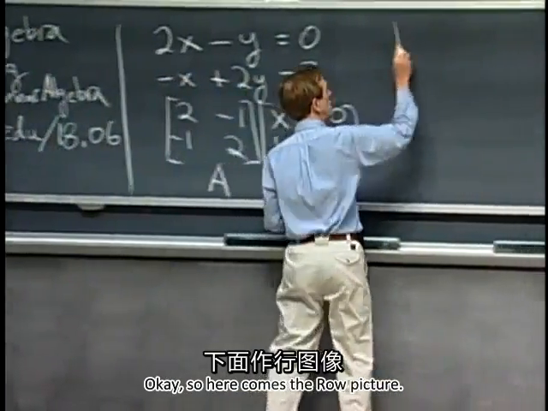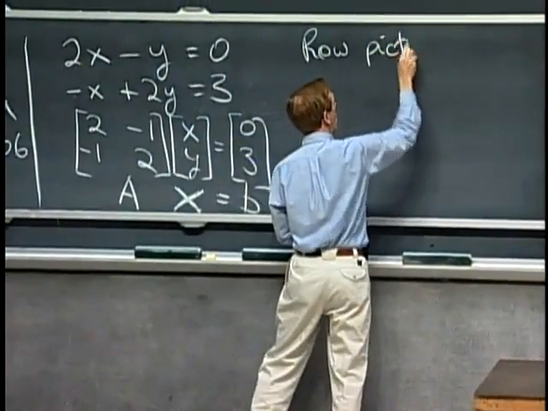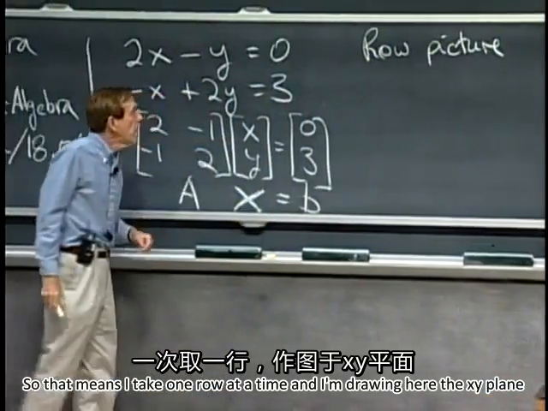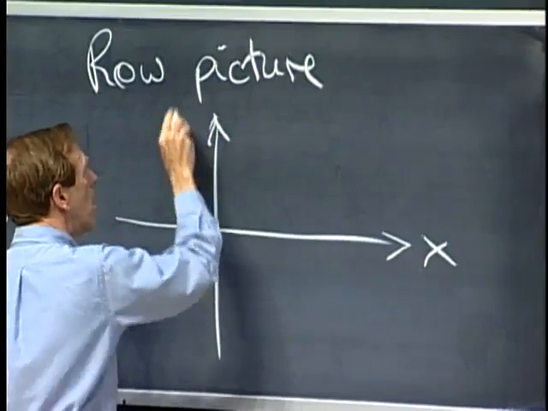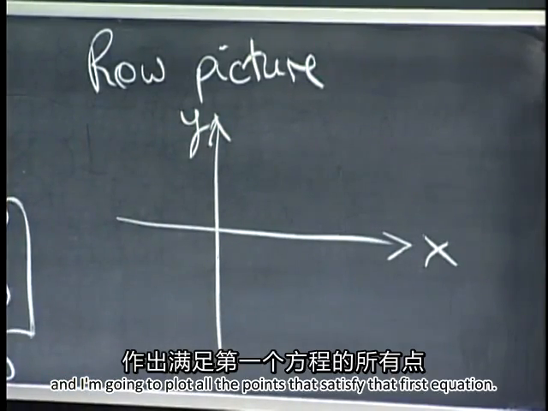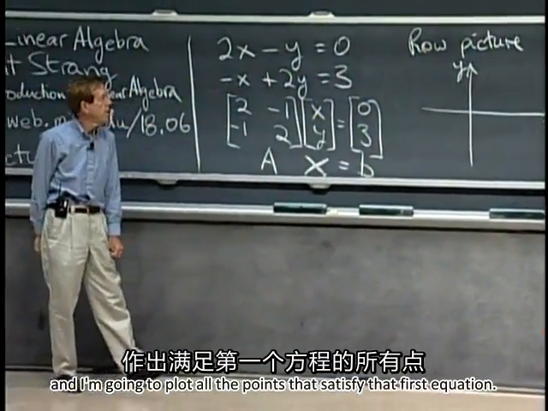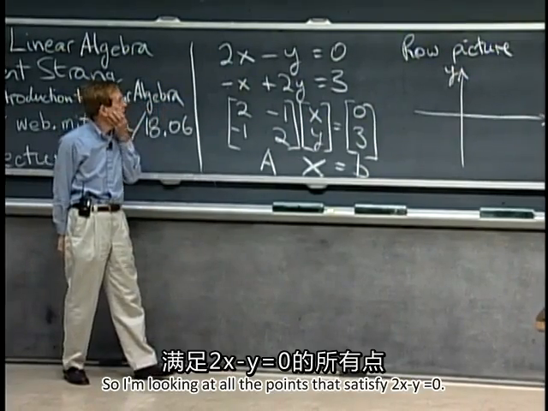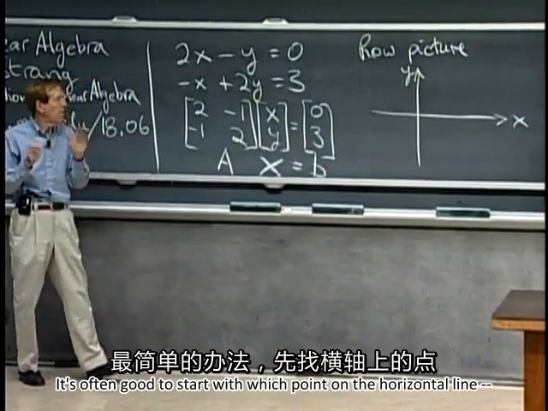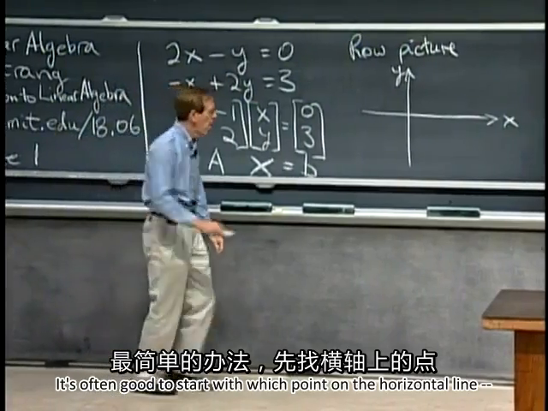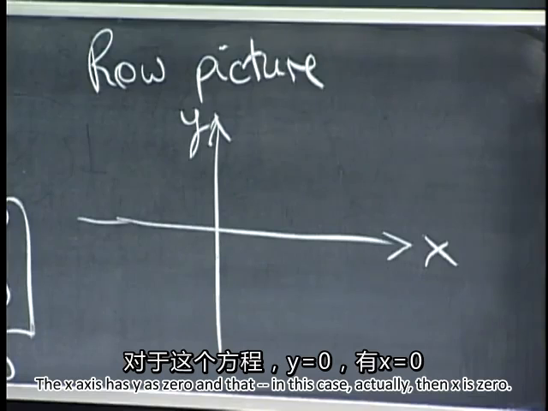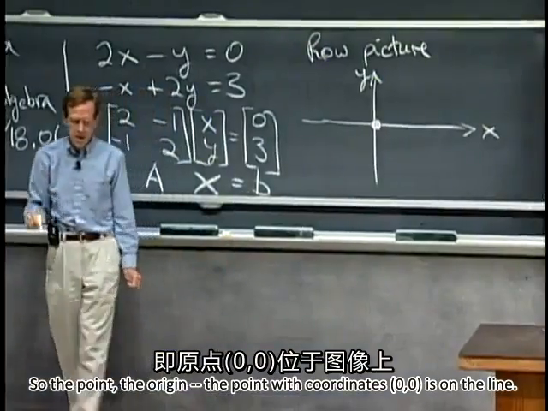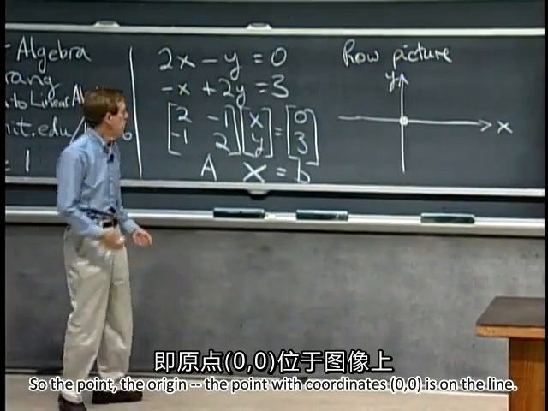The row picture. Okay, so here comes the row picture. So that means I take one row at a time, and I'm drawing here the xy plane, and I'm going to plot all the points that satisfy that first equation. So I'm looking at all the points that satisfy 2x minus y equals 0. It's often good to start with which point on the horizontal line. On this horizontal line, y is 0. The x-axis has y is 0, and in this case, then x is 0. So the point, the origin, the point with coordinates 0, 0, is on the line.